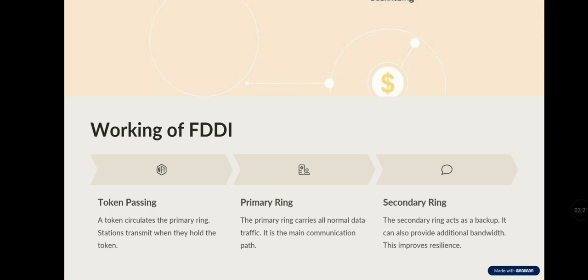Next we'll see how FDDI works. Token passing, which means the circulation of the token. The token travels on the primary ring and a node that wants to send data waits for the token. Primary ring: it carries normal data traffic and functions as the main communication channel. Secondary ring: it serves as a backup in case the primary ring fails. It can also be configured for load balancing, increasing throughput.